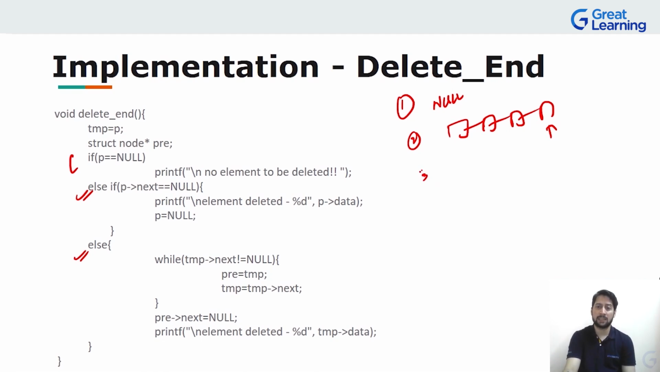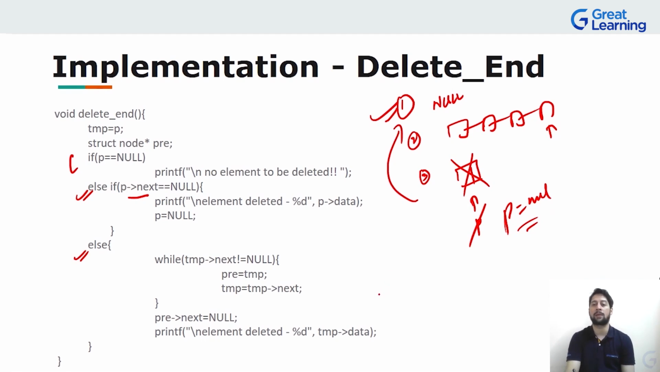But there are three scenarios in this case when you're deleting. The next case is if there is only one node. What if there is only one node? That means P is pointing to this node and P's next is null. We'll check: if P's next is null, at that time print this data and put P to null. That means there was one element and we removed it. And now P is equal to null, and we are back to the scenario wherein P is null. So these are two scenarios.